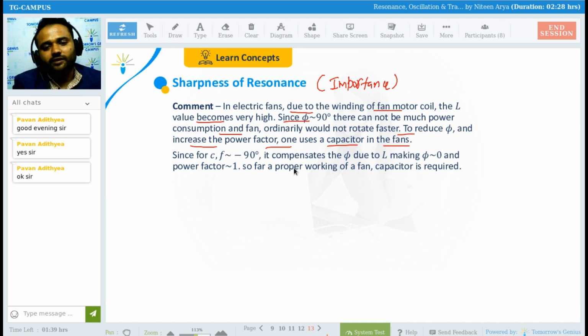Since for C, this is not frequency, basically this is phase. This phase is going to be almost minus 90 degrees. It compensates the phi due to L, making phi 0 and the power factor becomes 1. How so? Because phi becomes 0, so the power factor, which is cos phi, gives you 1. So for a proper working of a fan, a capacitor is required. Is this clear?